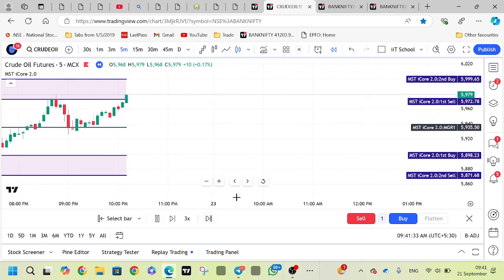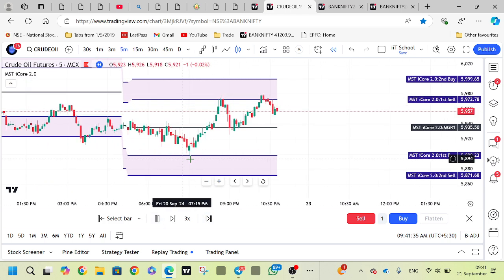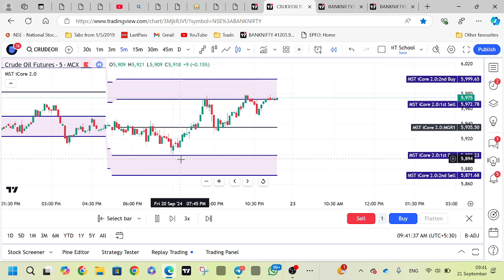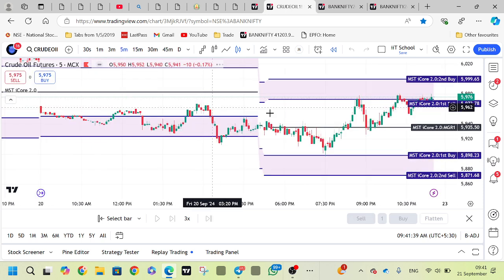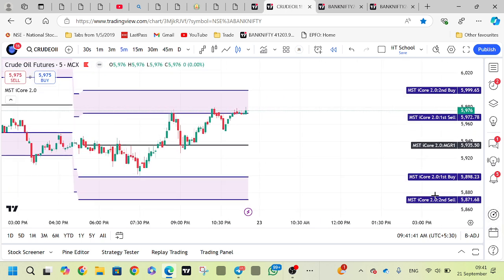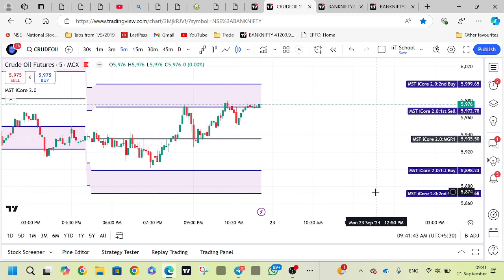So now if you notice how perfectly it is coming down and touching our zone, and it is getting reversed, and it is going and touching our sell zone, and exactly it is getting reversed from there. How it is possible? It is only possible because of our MSD iCore 2.0 advanced premium tool. So hope this point is very clear.